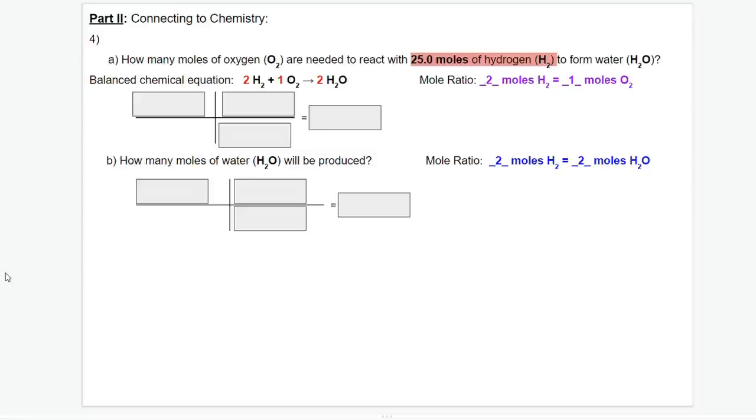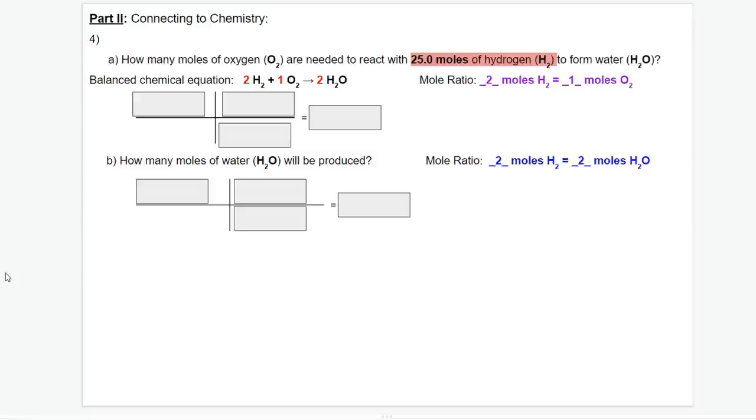So my mole ratio for this question, my given is hydrogen, H2. I'm finding oxygen, so moles of O2. So to fill in this equivalency statement, I just took my coefficients from the problem. There's a 2 in front of my H2, so in my equivalency statement, I put a 2 in front of my moles of H2. There's a 1 in front of my O2 in the chemical equation, so I'm going to put a 1 in front of my moles of O2 in my molar ratio. I have everything I need to solve this problem.